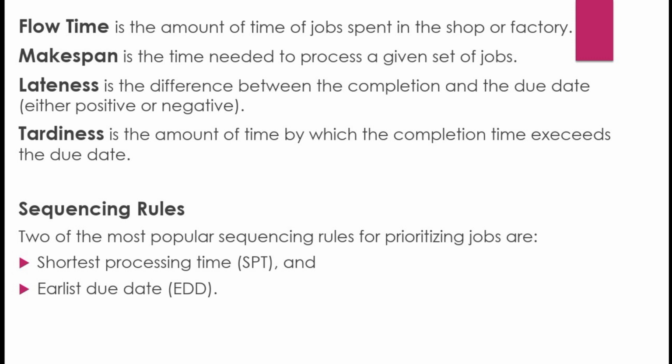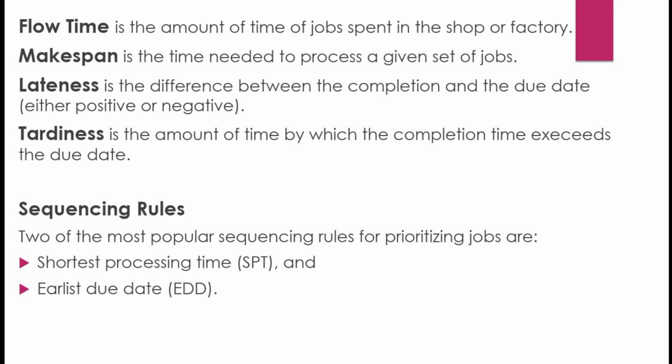Makespan is the time needed to process a given set of jobs. Lateness is the difference between the completion time and the due date, either positive or negative. Tardiness is the amount of time by which the completion time exceeds the due date.